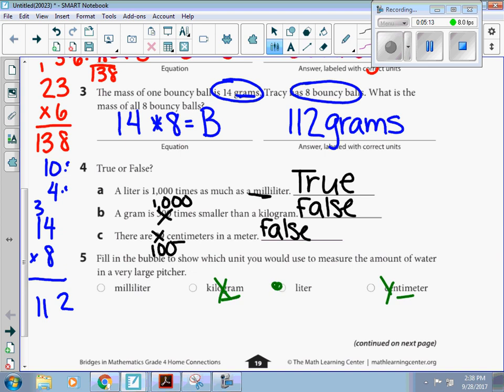So it's going to be liter, and I'm going to think to myself, if I've ever seen the 2-liter bottle of pop at a store, I know that a liter would be half of that, so one of them, and that would be about what I would want to measure a pitcher amount of water.